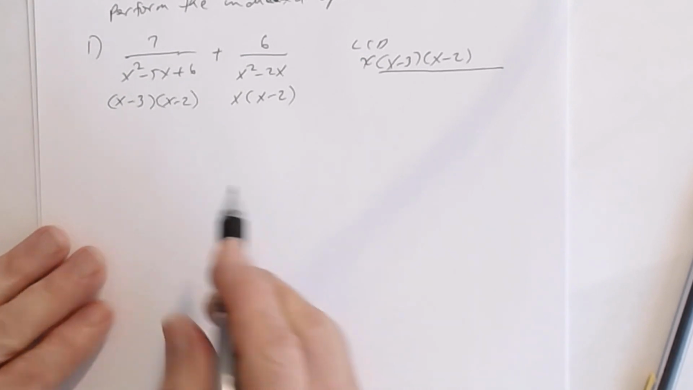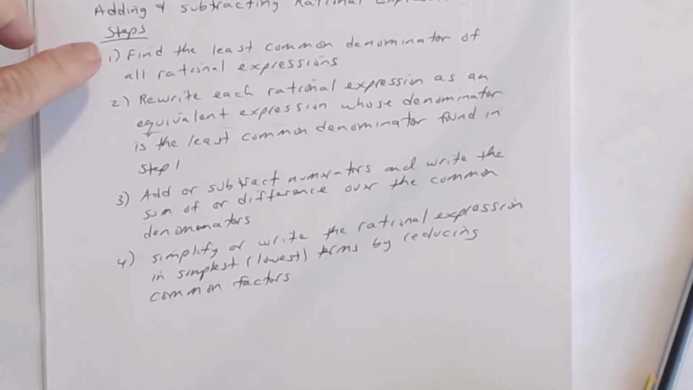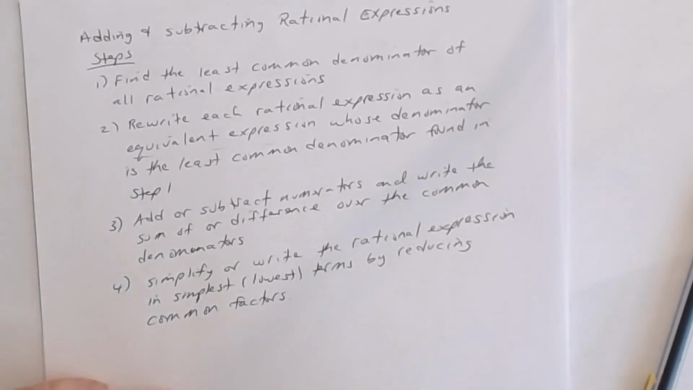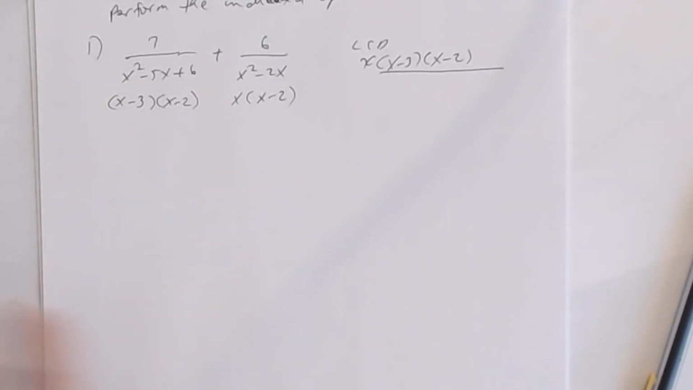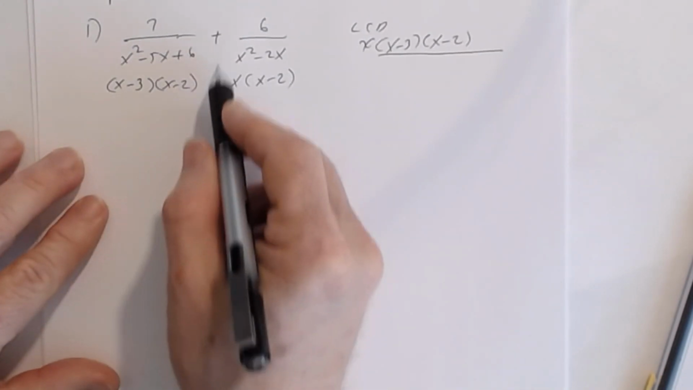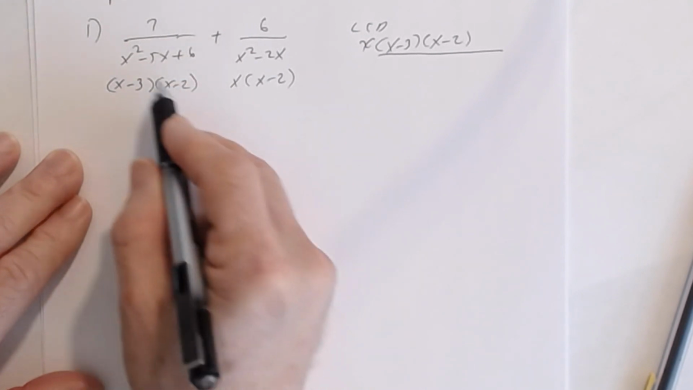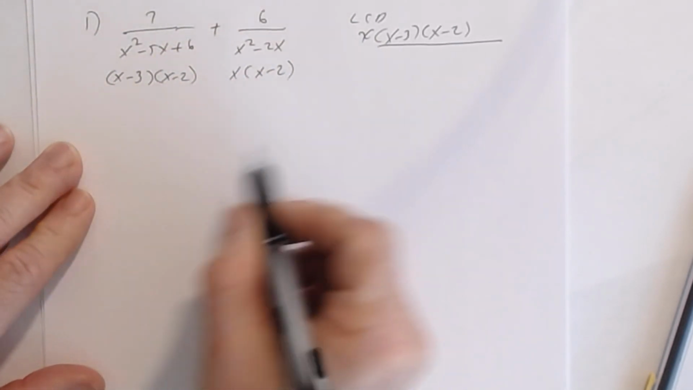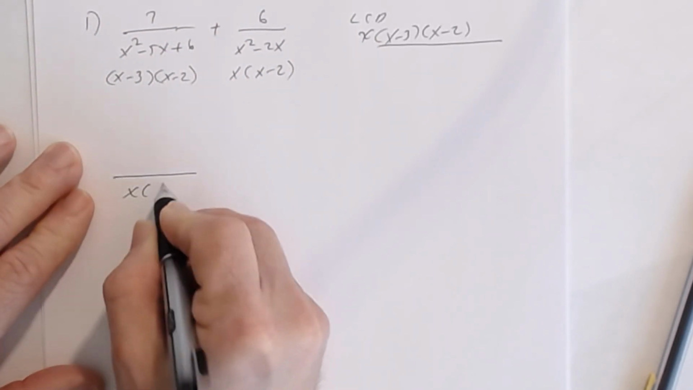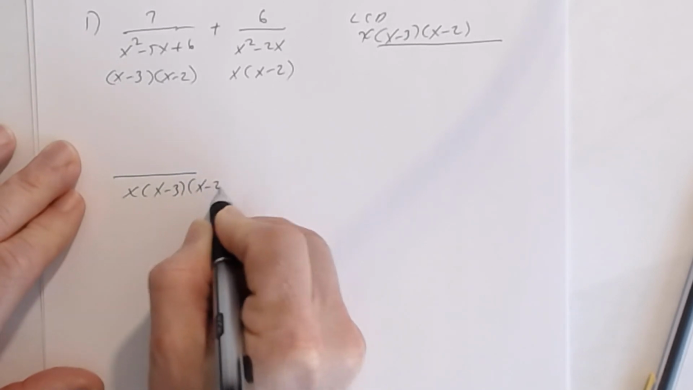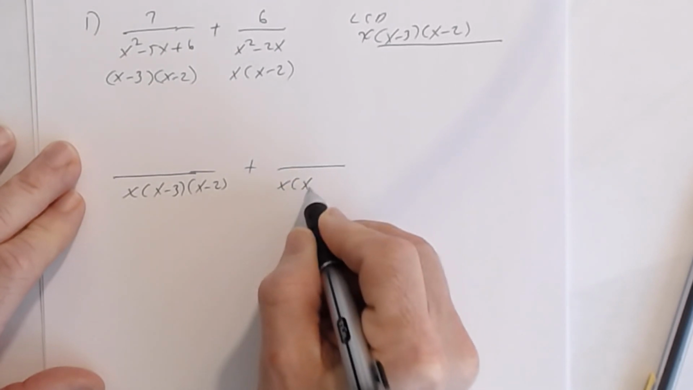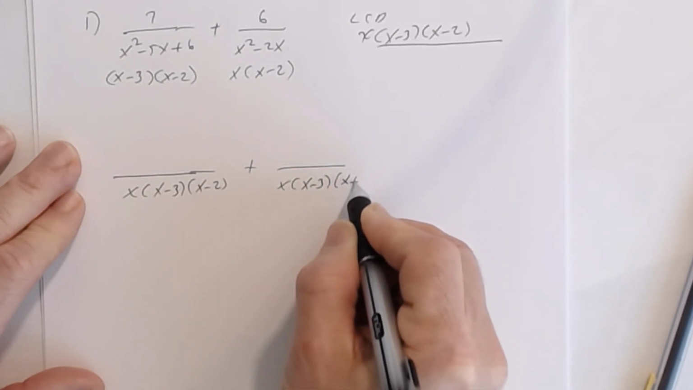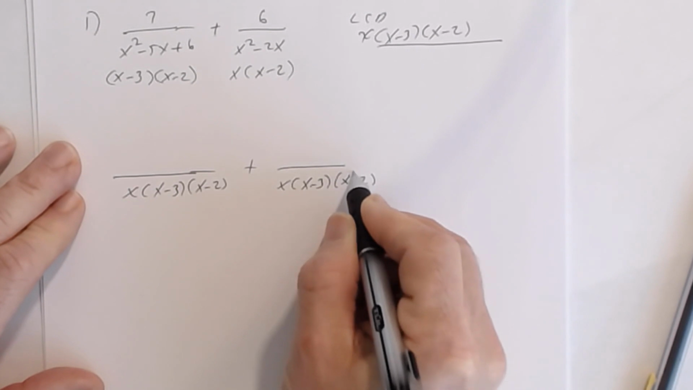So the next step, once you find the least common denominator, this is where you're going to write your equivalent expressions. We're going to write two. You have two fractions here, so you're going to write two fractions with this denominator. So x times x minus 3 times x minus 2 plus, and then same thing again, x times x minus 3, x minus 2.